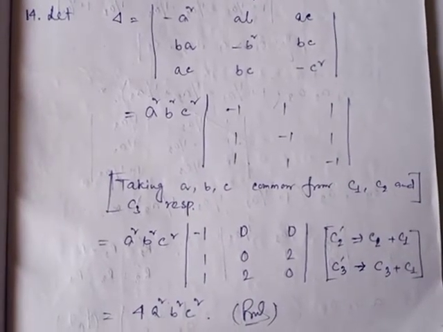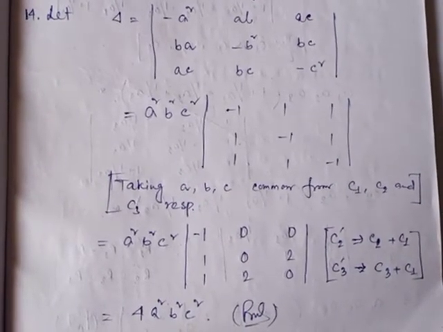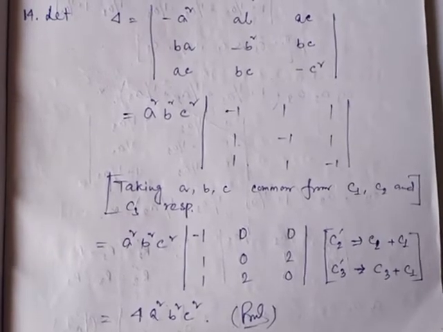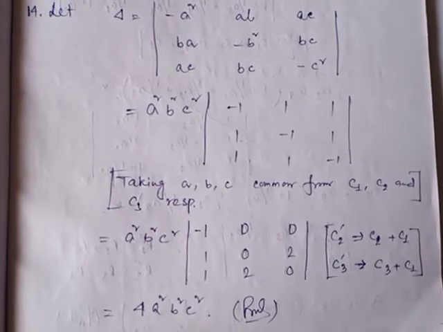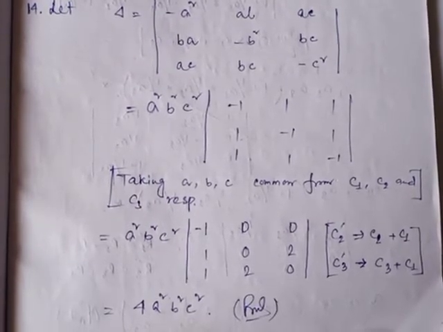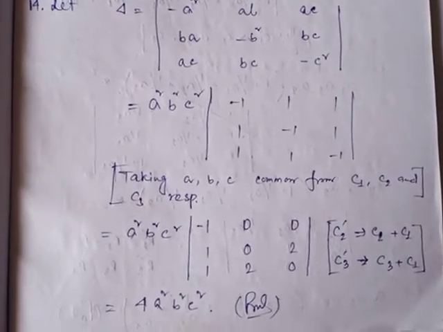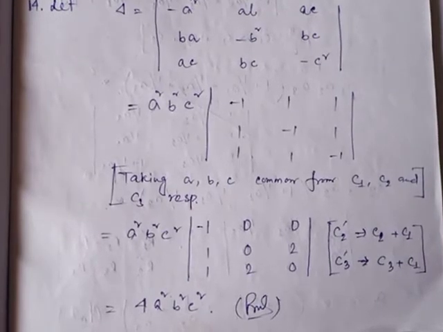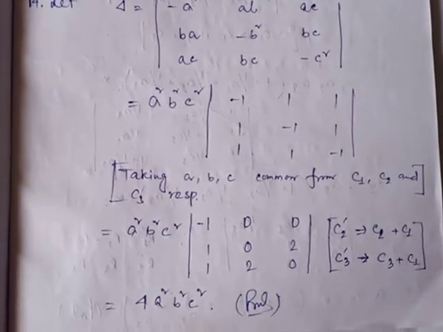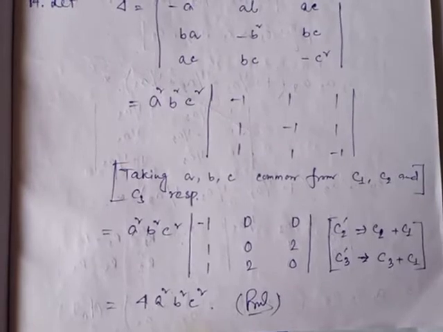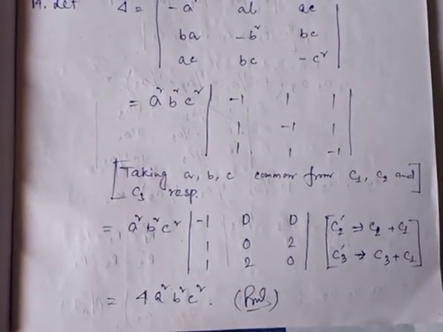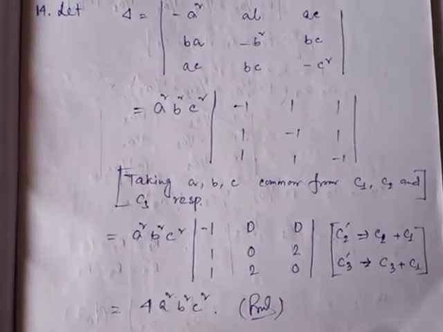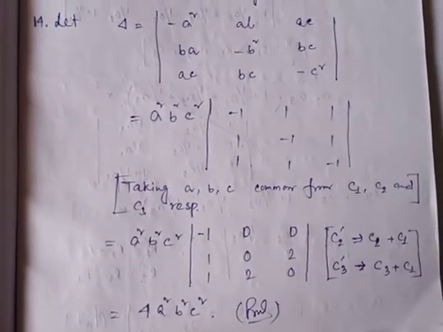Now applying C2 dash equals C2 plus C1 and C3 dash equals C3 plus C1, then we write a square b square c square times minus 1, 1, 1; 0, 0, 2; 0, 2, 0. Now after multiplication we get 4 a square b square c square, which is the right hand side given. Okay, proved. Note it down all of you.